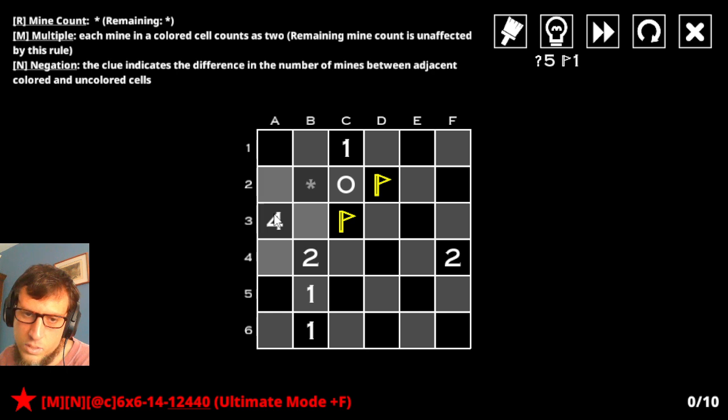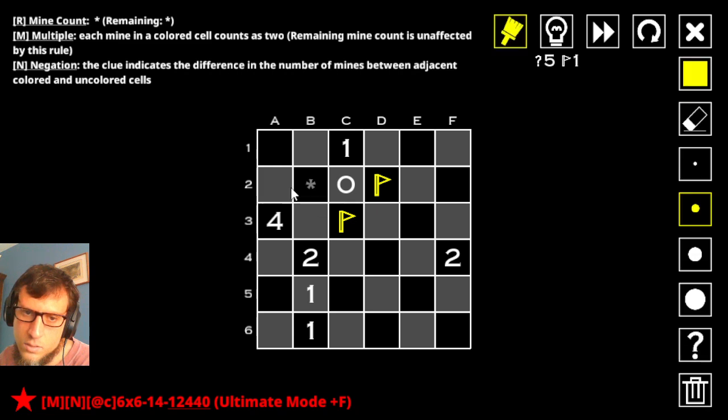Now this 4 needs 2 of these gray squares to be mines. For example, this one isn't, and this would do that, and now none of these can be, and then one of those is, but who knows which one that is. And this 0 would be like, oh, then none of these are, and okay, that's the end of that, right?